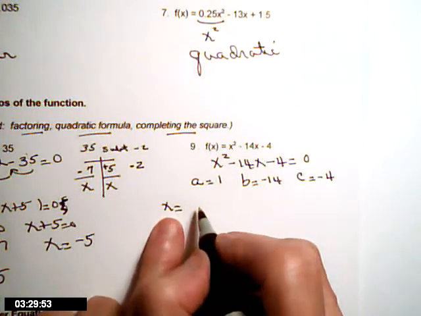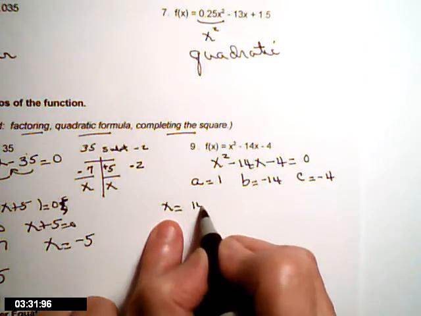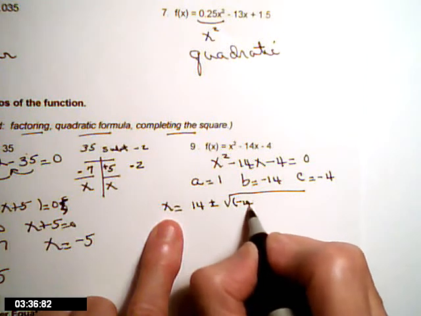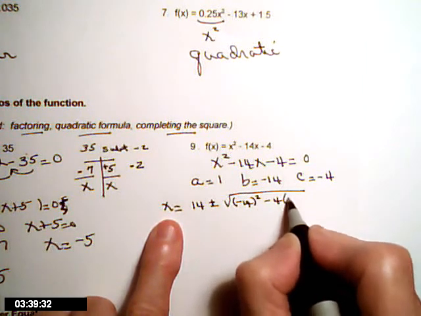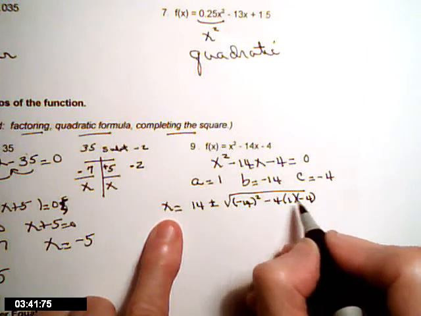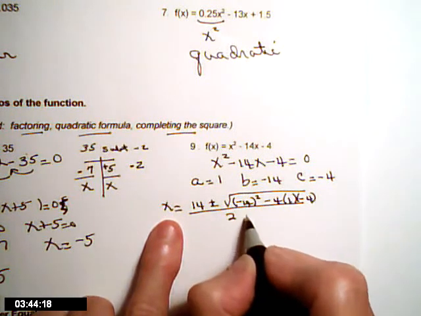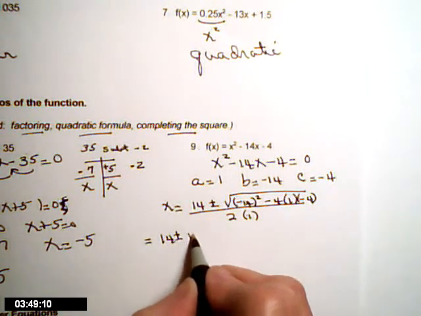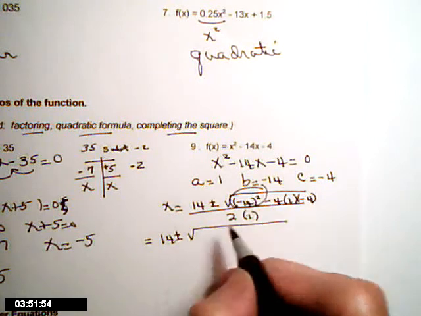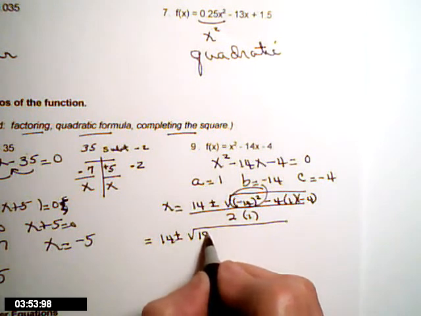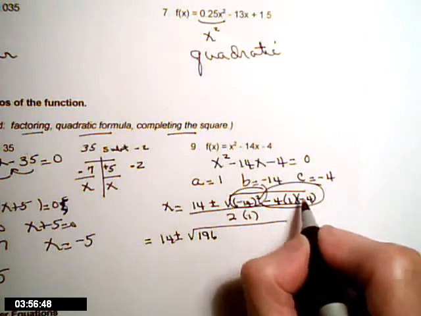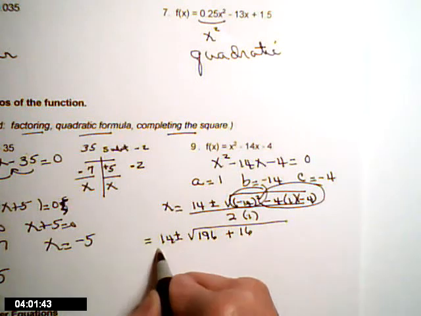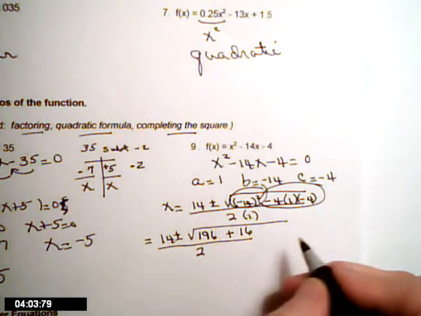Now remember, x equals the opposite of b plus or minus square root of b squared minus 4 times a times c all over 2 times a. Now this is going to be 14 plus or minus, go back under your radical. If you square a negative, remember you're going to get a positive. Multiply a negative times a negative, you get a positive. 4 times 4 is 16 all over 2 times 1 is 2.